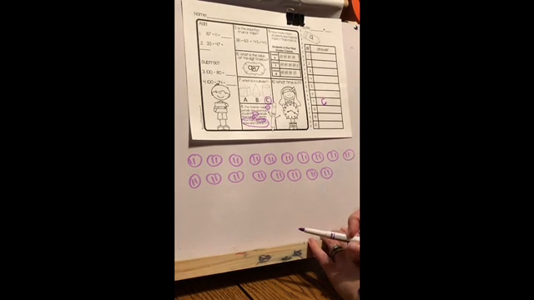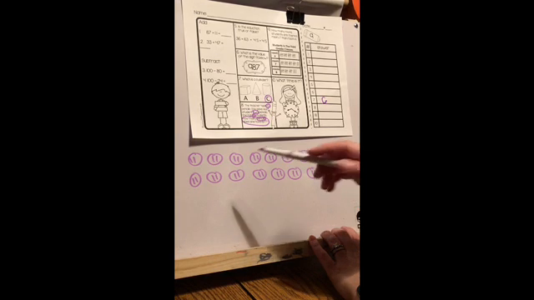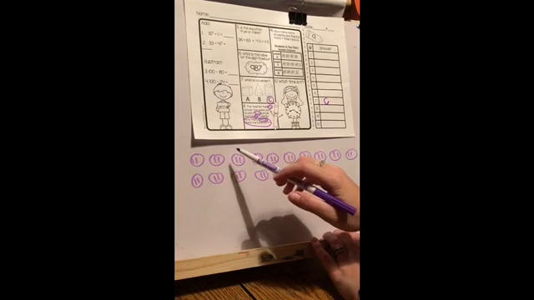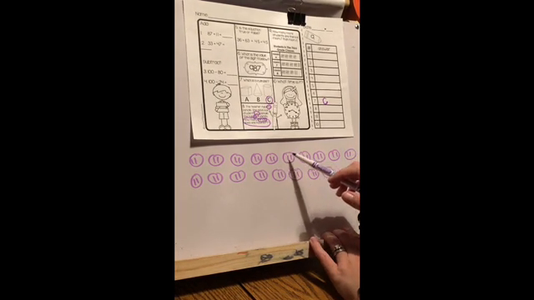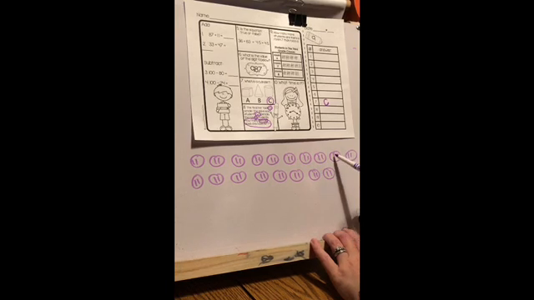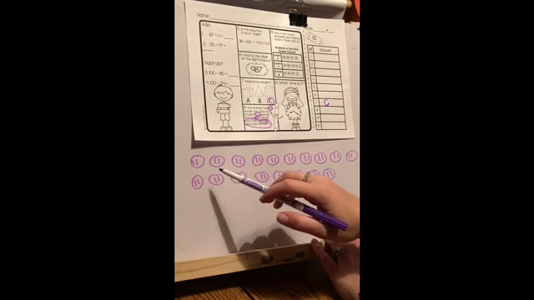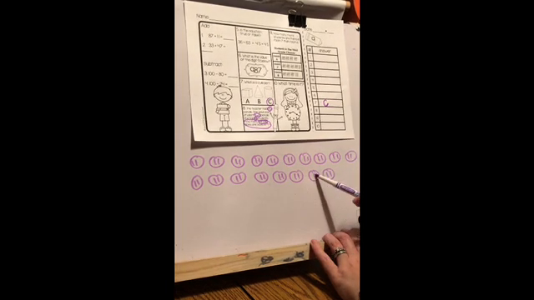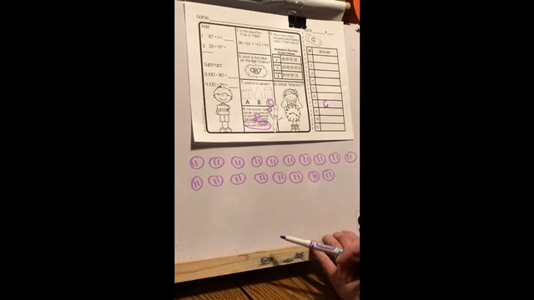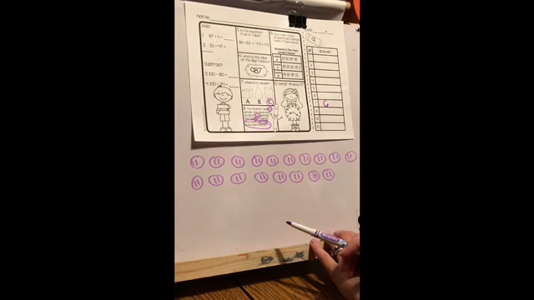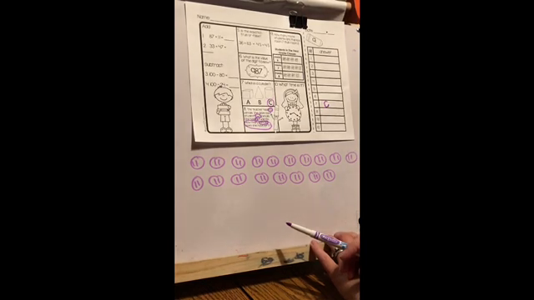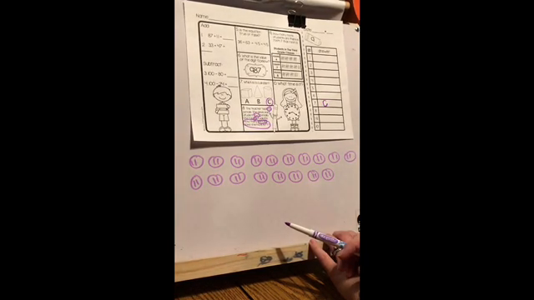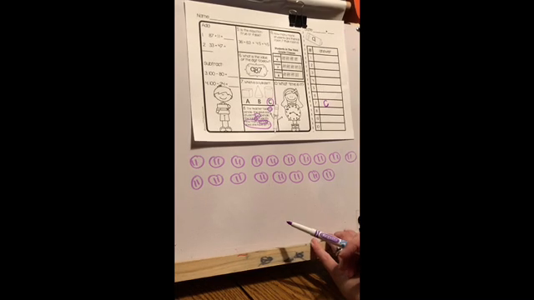And now we could skip count by 2s to help us go a little faster. 2, 4, 6, 8, 10, 12, 14, 16, 18, 20, 22, 24, 26, 28, 30, 32, 34, 36. So she gave 36 pencils to her students, but the question is, how many pencils does she have left?